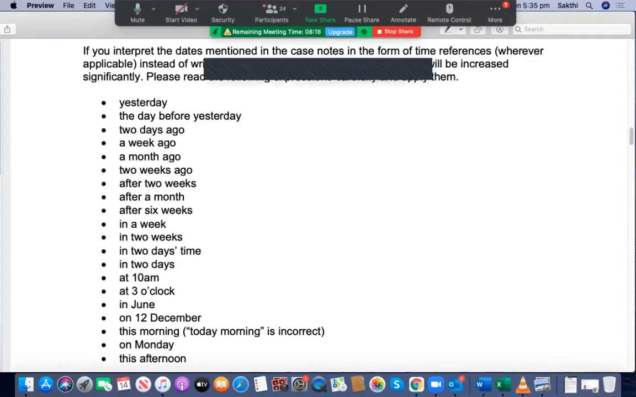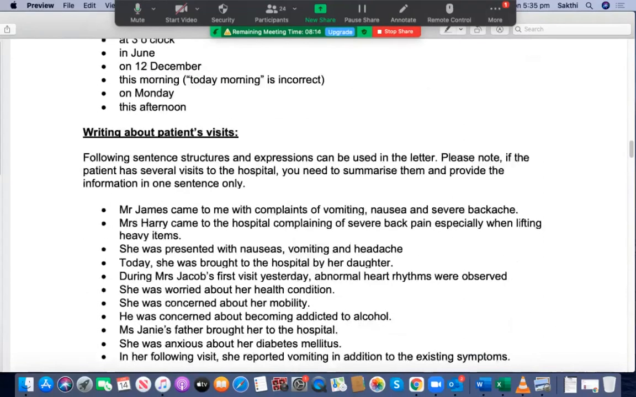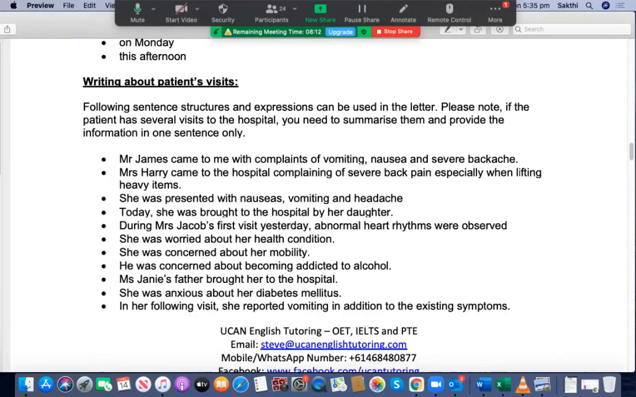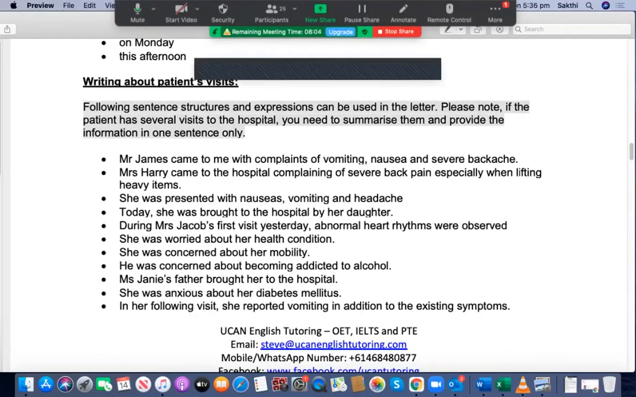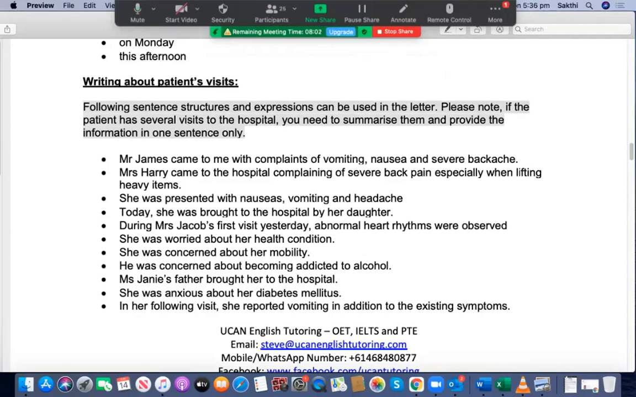All right, let's go through the next section. I hope you understand these things. Writing about patients' visits. There are a number of ways that you can use in order to write down the information regarding the visits by a patient.